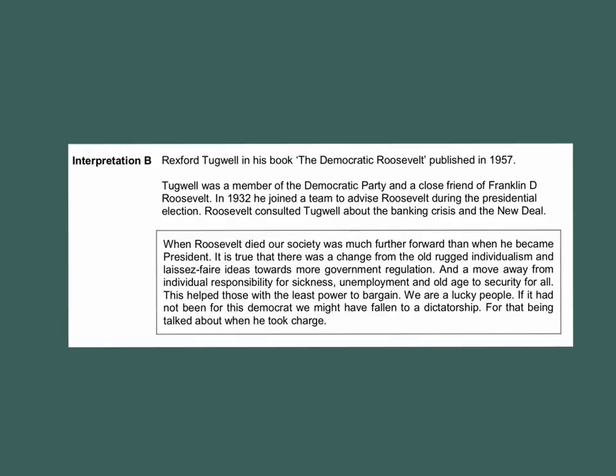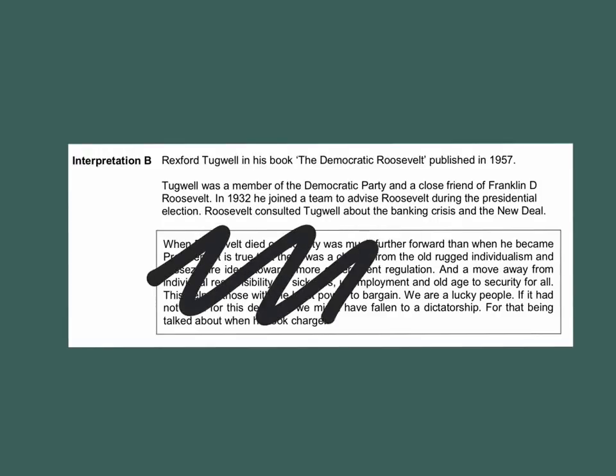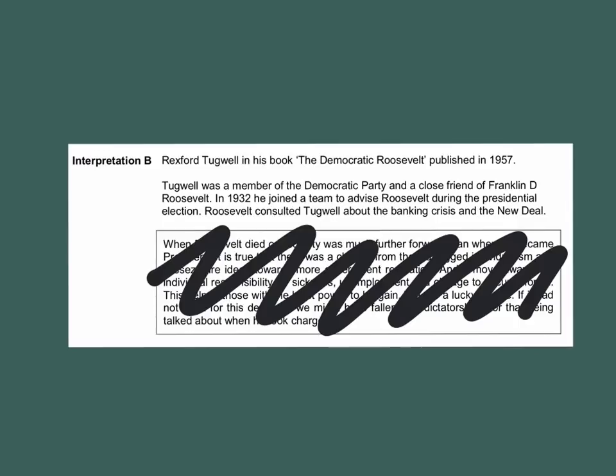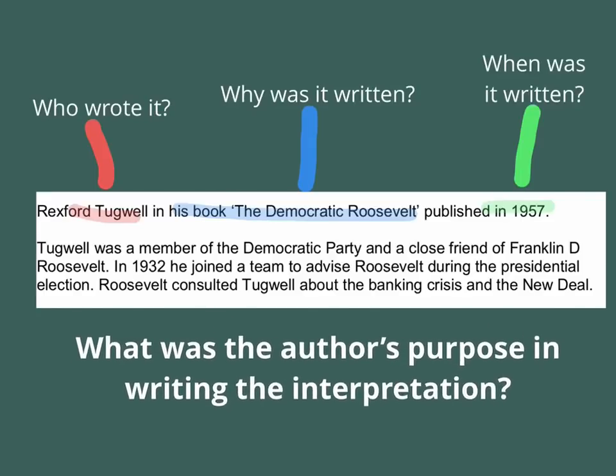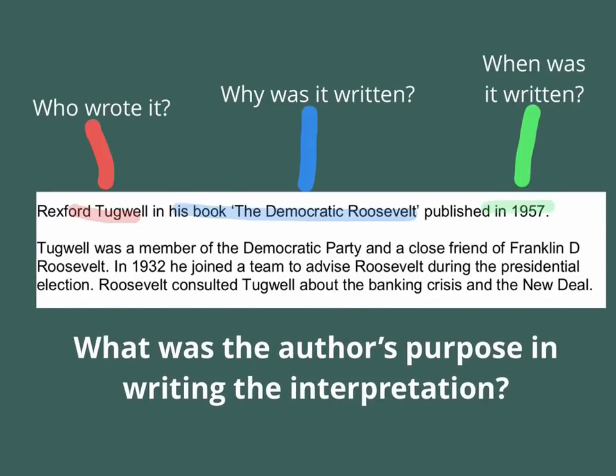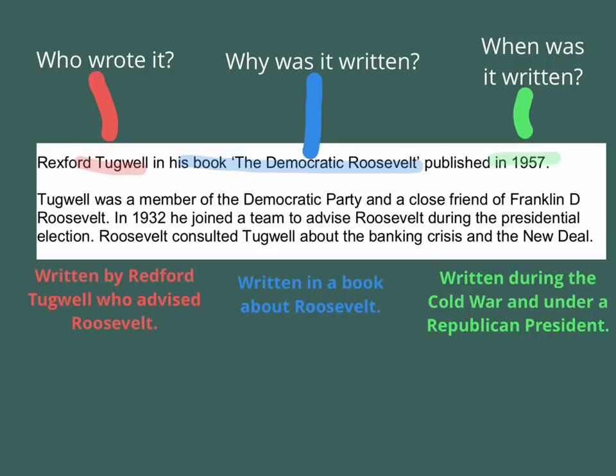And then we move on to interpretation B, and again, we ignore the bit that we used for question 1, and instead we focus on the provenance. So using the same methodology as for interpretation A, we can see that interpretation B was written by a man called Rexford Tugwell. It was written for a book called The Democratic Roosevelt, and it was written in 1957. But again, the key part of this will be thinking about what the author's purpose was in writing this using those 3 questions. So again, we need to focus on the purpose.